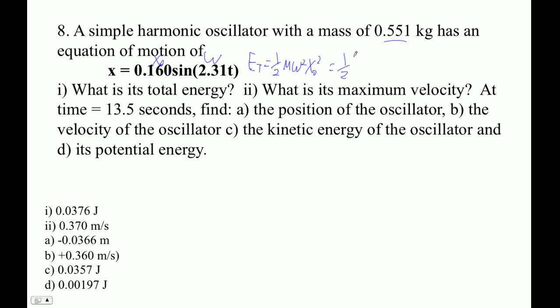So that's 1/2 times 0.551 kilograms, right? Times omega 2.31 squared, and then x naught is 0.16 squared, right? Okay, so if I bust that out in my calculator, 0.5 times 0.551 times 2.31 squared times 0.16 squared. I'm going to store that in I.